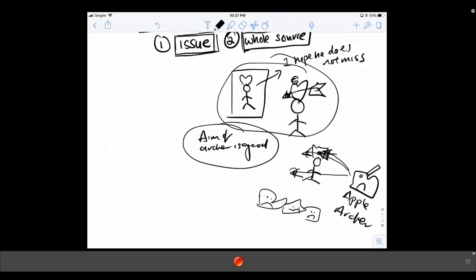So that's point number 2. And look for the deeper issue. What is the deeper issue of the source? I know it's difficult, but if you read carefully, you should be able to get it. The deeper issue of the source.